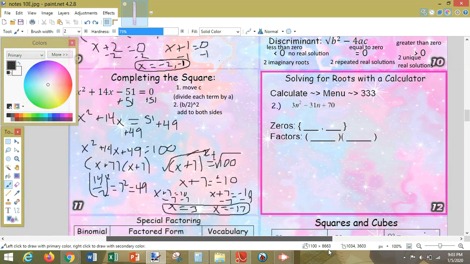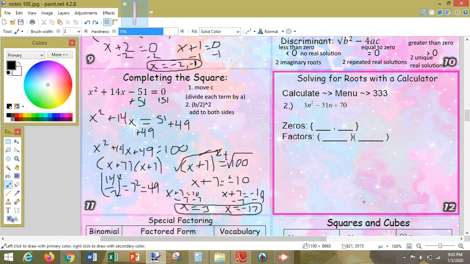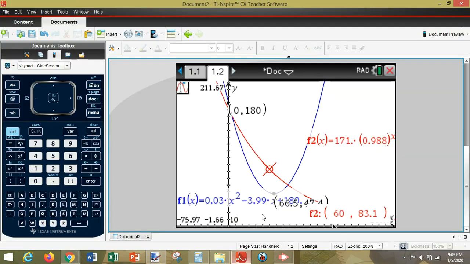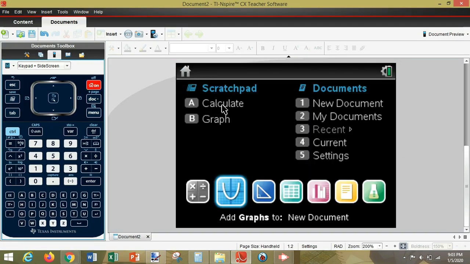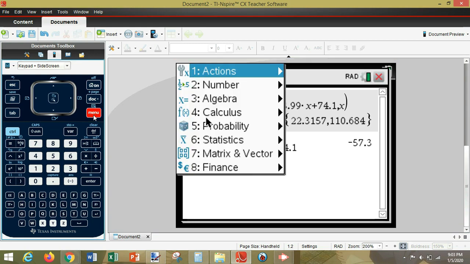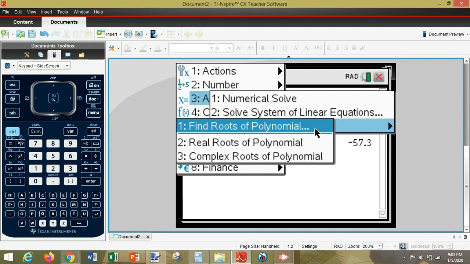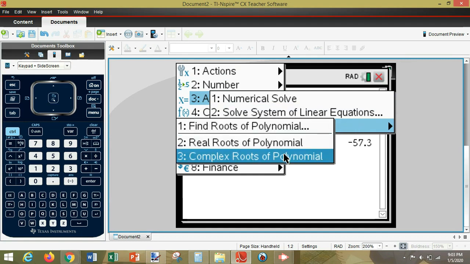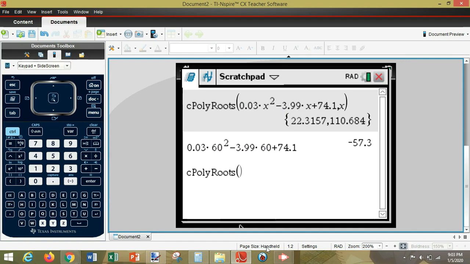Page 12. Solving for roots with a calculator. Here's where we get to learn the shortcut on doing these factorings. We have 3n squared minus 31n plus 70. What you want to do is go to Calculate, Menu, 333. So we go to our calculator, go Calculate, Menu, 333. So Menu, 3 Algebra, 3 Polynomial Tools, 3 Complex Roots of Polynomial.